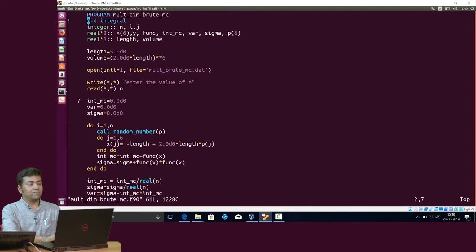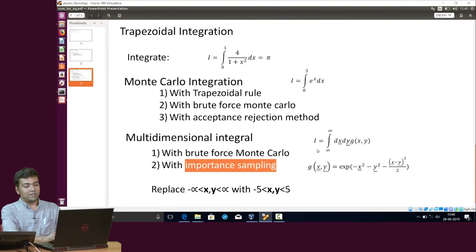For that, what we need is 6 random numbers instead of just one random number, and this volume will be a 7 dimensional volume. That is the value of the integral which we will get. The limits of this integral, sorry, there is a mistake here, should be from minus infinity to plus infinity, but we can't do that on a computer.